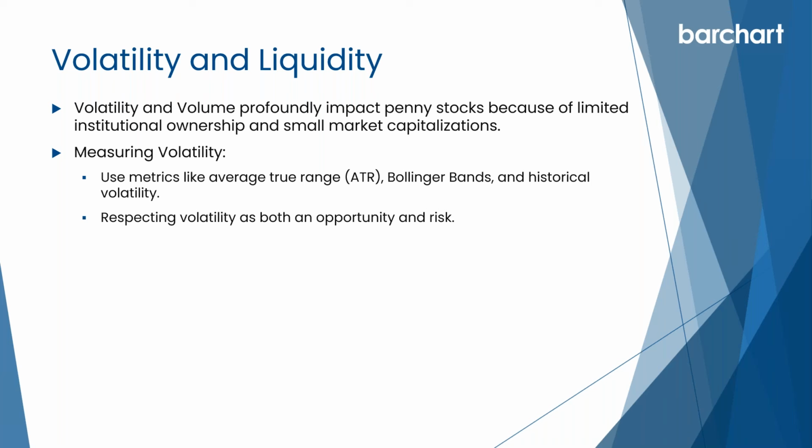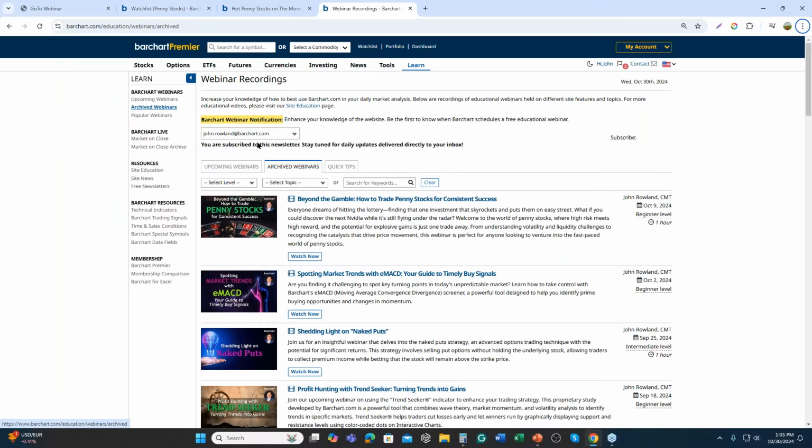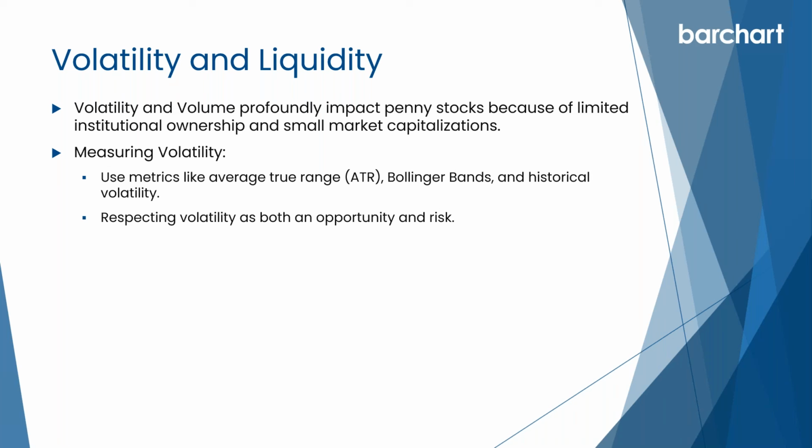So the main tool we're going to work with today is the average true range, or the ATR. If you're not familiar with the ATR, I would suggest you come back into our archive webinars, go into the search here and type in the word knife and look for that. There is a webinar that I did that I think gives you a greater understanding of the versatility of the average true range, or the ATR. So I would recommend that you look at that.